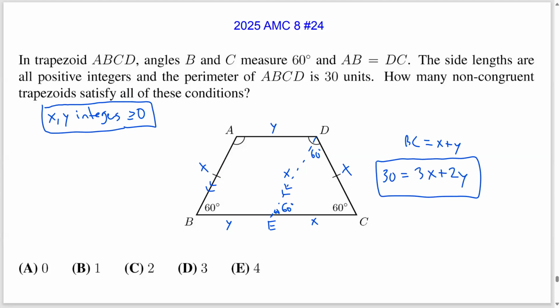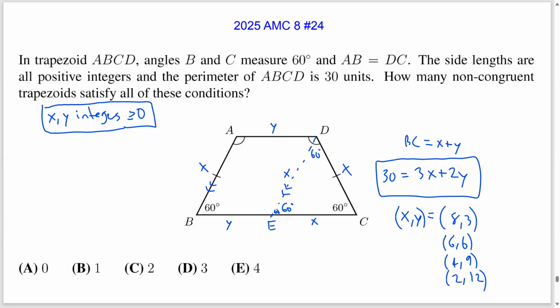So all we need to do is find the number of ordered pairs of positive integers x and y such that 3x plus 2y is 30. And we can quickly list them out to see that 8, 3 is a solution. 6, 6, 4, 9. Lastly, 2, 12.